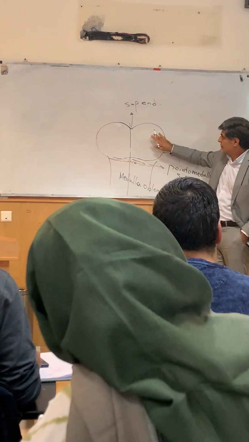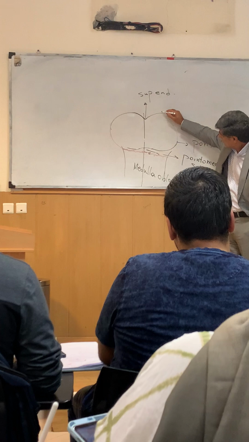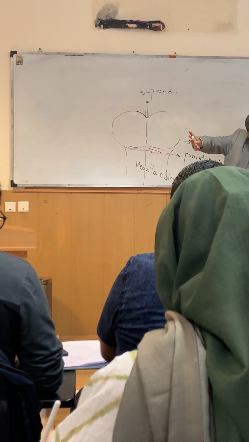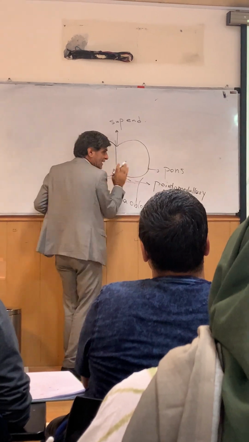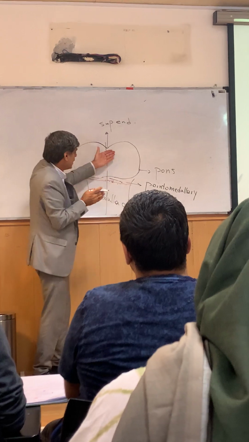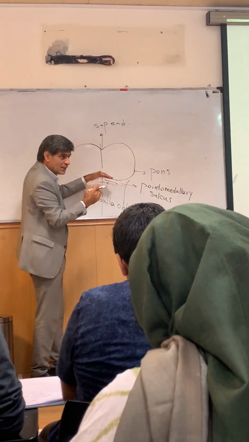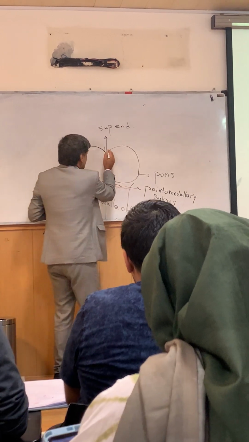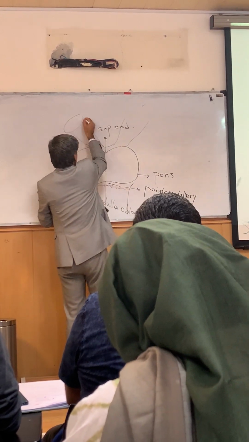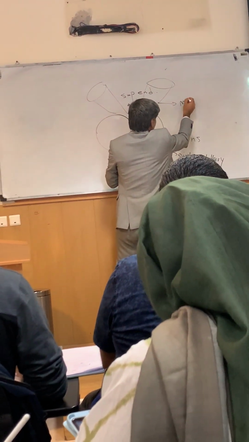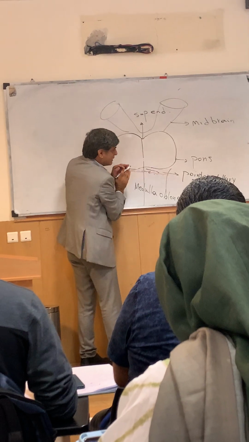Okay. Anterior surface, posterior surface, and lateral, left lateral surface and right lateral surface. Upper part, lower part: the upper part is related to the midbrain, and the lower part is related to the medulla oblongata.